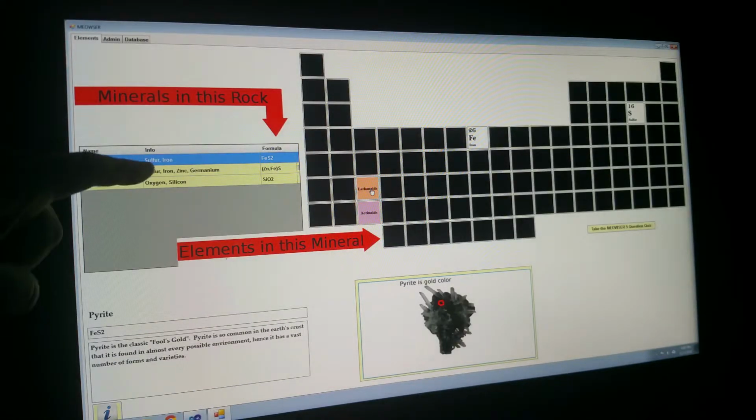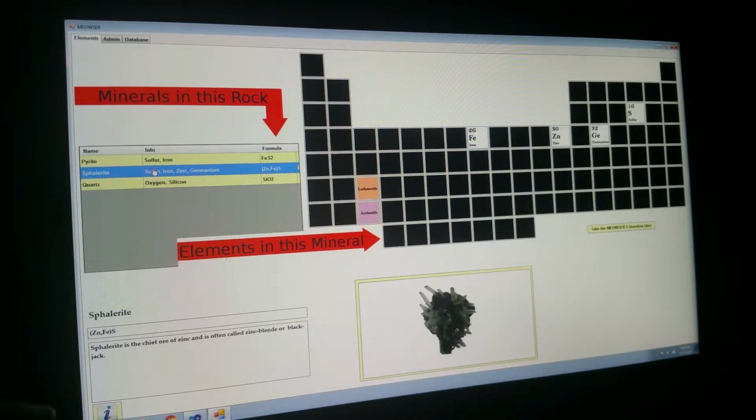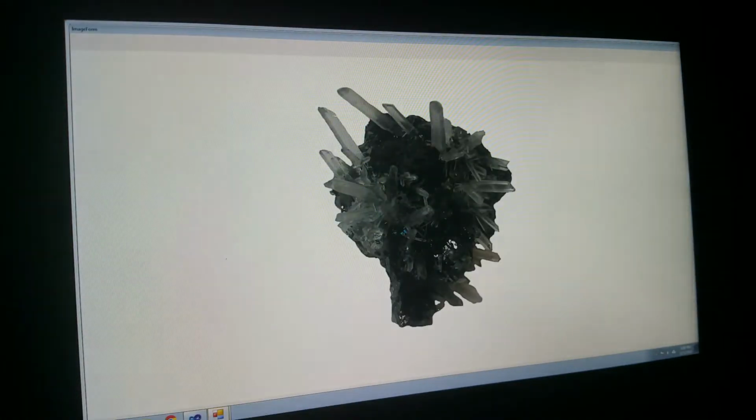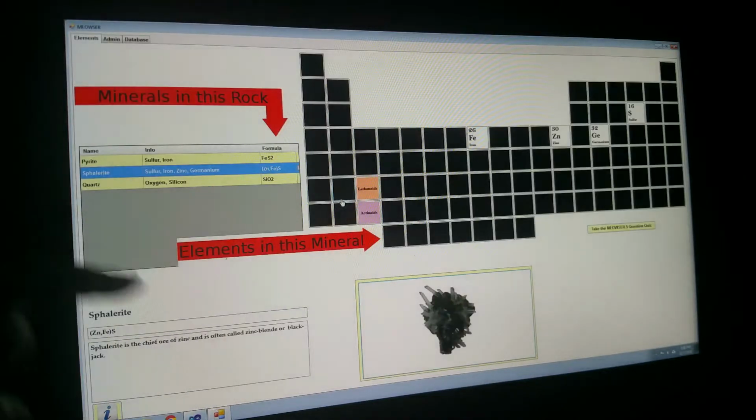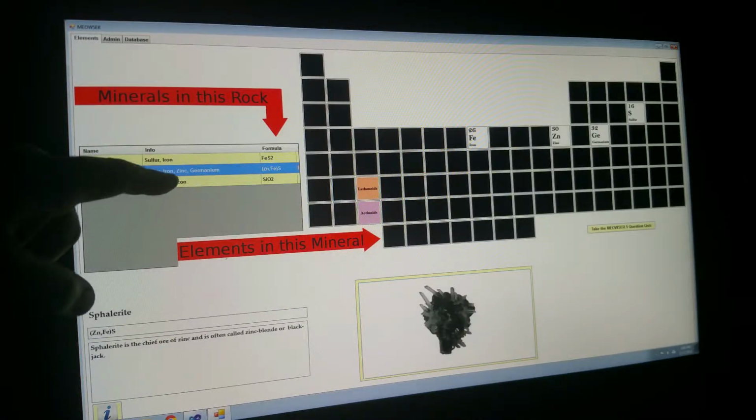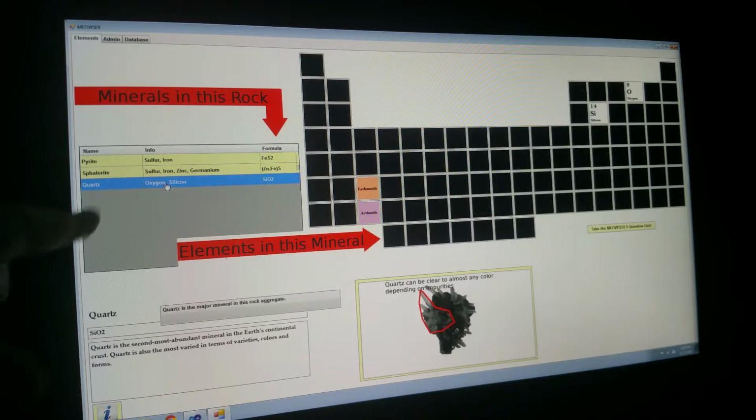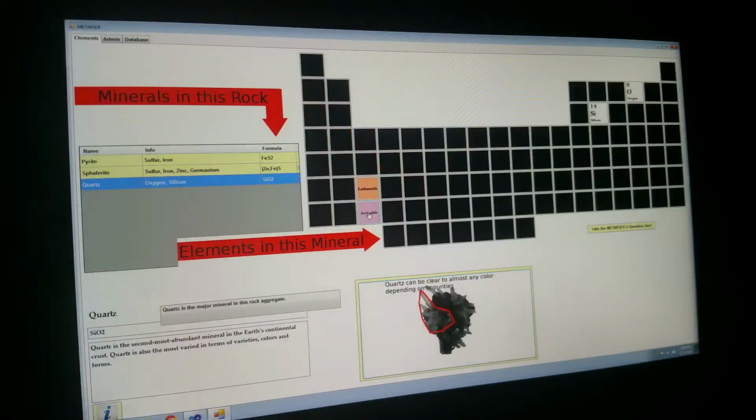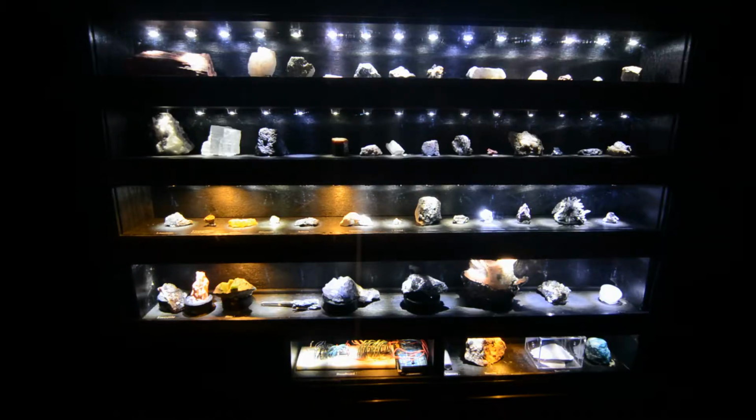Let's try sphalerite. Tells us about sphalerite down here. I click on the rock and let's see. Oh, those are so close together I didn't even... Quartz. Quartz is the clear crystals in the rock. Let's see, what other mineral do we have? How about this one?